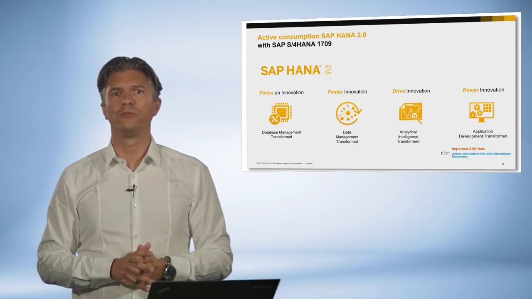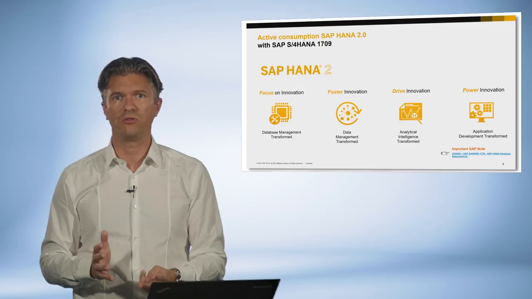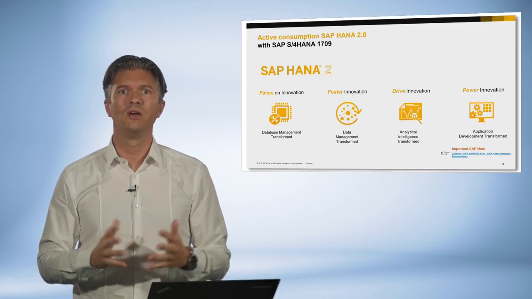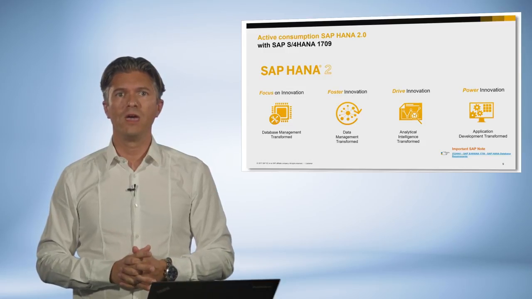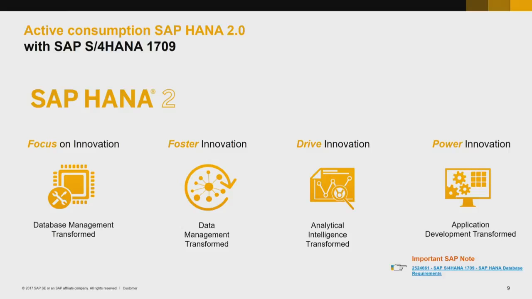A few words on platform now. SAP S/4HANA 1709 is running on SAP HANA 2.0. That was already introduced with SAP S/4HANA 1610 with the FPS 01. SAP HANA 2 is the second generation of SAP's in-memory database platform.